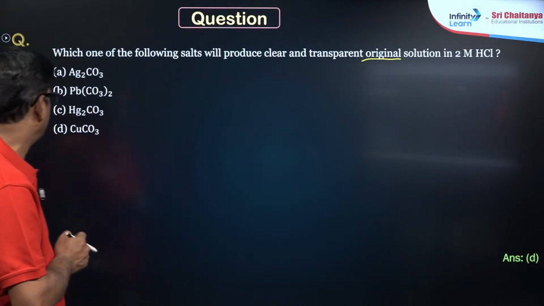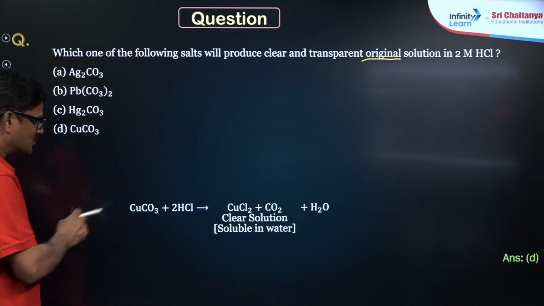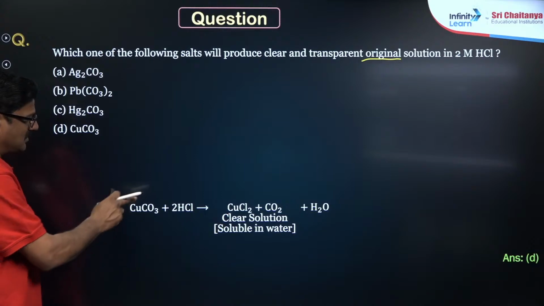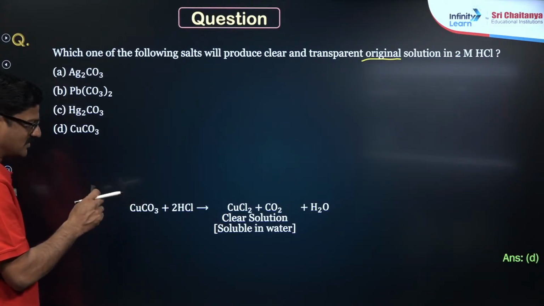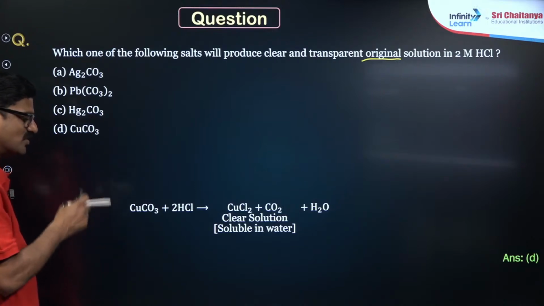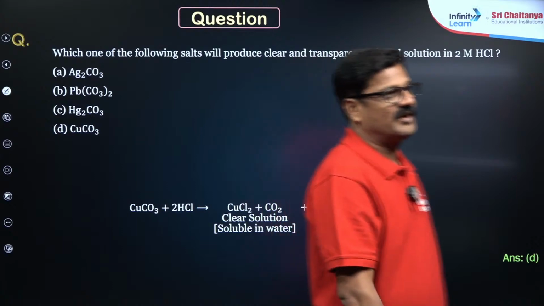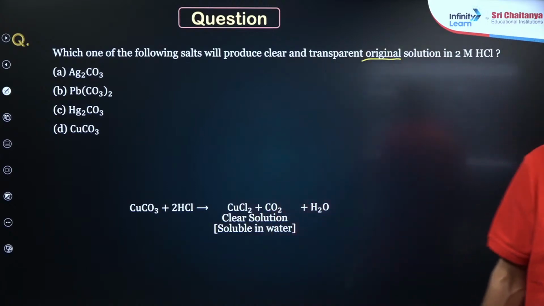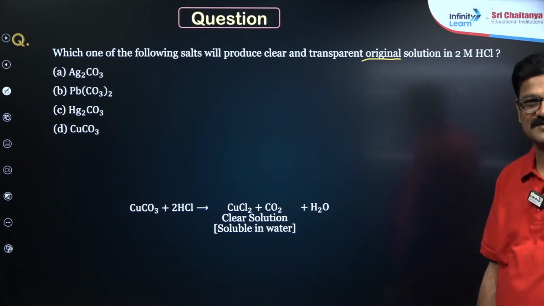Here it is copper carbonate, because all the others are insoluble. 1, 2, 3 are insoluble. So copper carbonate reacts with HCl to give copper chloride plus carbon dioxide. A clear solution is formed, soluble in water. Okay, dear children, one more point: if it is forming a precipitate, how do you say it's the original solution?